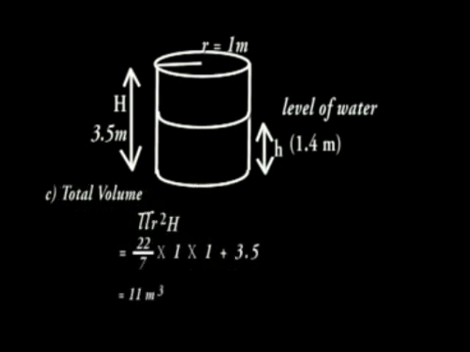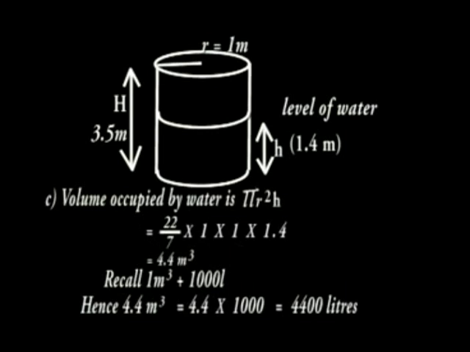Total volume is pi r squared capital H, which gives us 11 meter cubed. Volume occupied by water is pi r squared H, which gives us 4.4 meters. Using the conversion of 1 meter cubed equal to 1,000 liters, we have 4,400 liters.